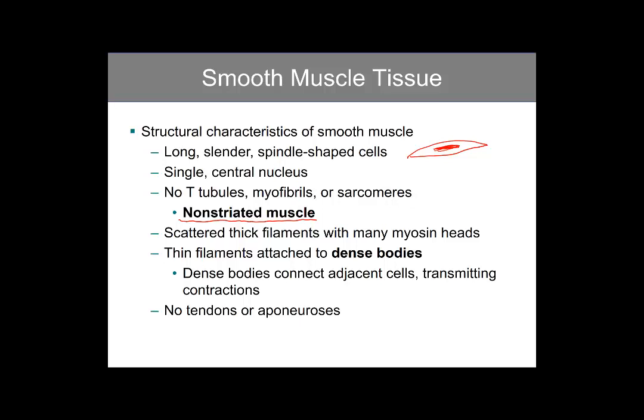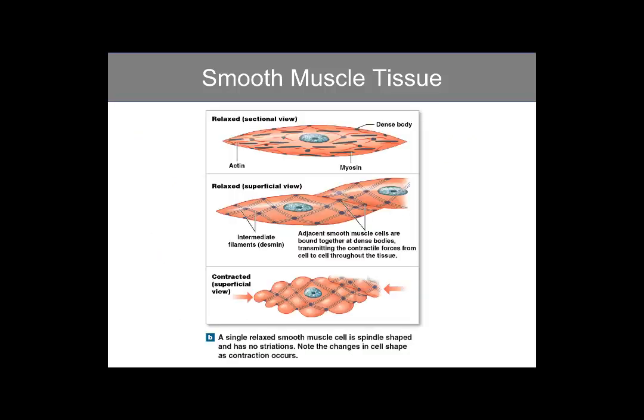They have scattered thick filaments with many myosin heads, and the thin filaments are attached to structures known as dense bodies. Dense bodies connect cells to adjacent cells, and they help with transmitting contractions. Smooth muscle lacks tendons, and it lacks the aponeuroses that we see with skeletal muscle fibers. Here we see the characteristic smooth muscle cell. You can see the relaxed state up here at the top, followed by the contracted state down here at the bottom.